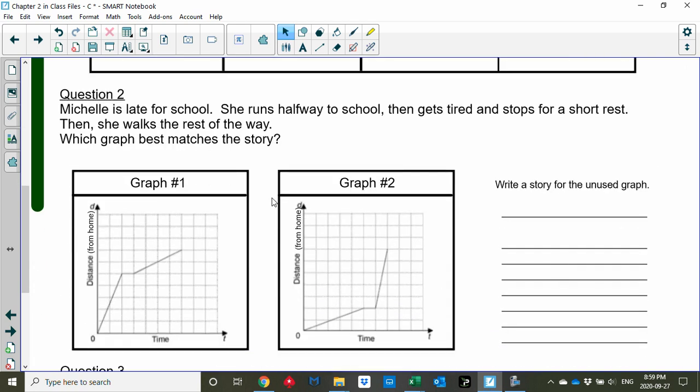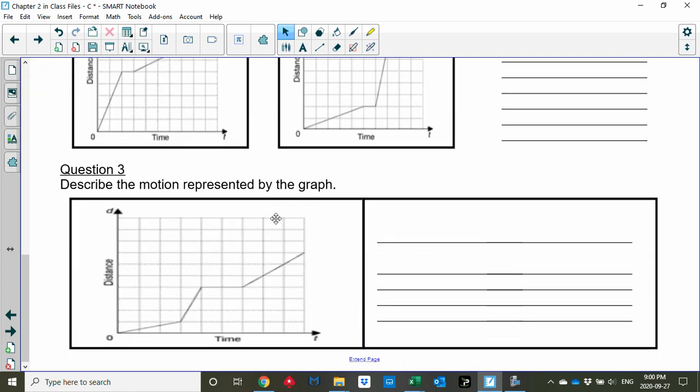Question 2. Michelle's late for school. She runs halfway to school, then gets tired and stops for a short rest. Then she walks the rest of the way. Which one of these two is this graph? And whichever one you don't use, write a story for the unused graph here. How would Michelle have to move to represent the unused graph? One of them matches this story, the other one you got to create a story for. Okay. Next, describe the motion represented by this graph, time and distance. You can just use a CBR, but explain exactly what's going on for question 3.